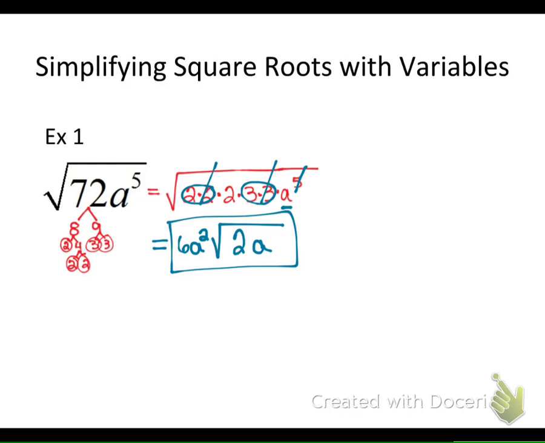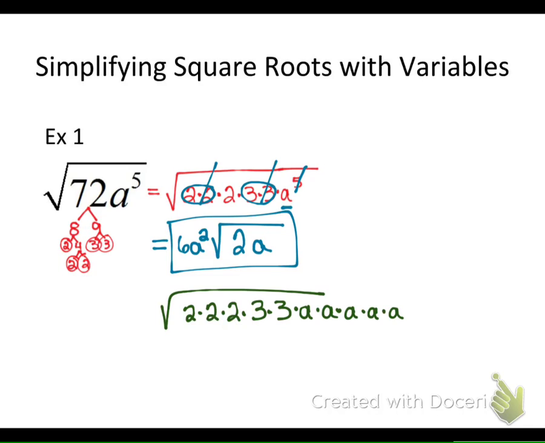So, I'm going to rewrite this in green. You do not have to rewrite this in green if you do not want to. What that basically means, I had 2 times 2 times 2 times 3 times 3, and then how many A's? How many A's do I have, you guys? 5.